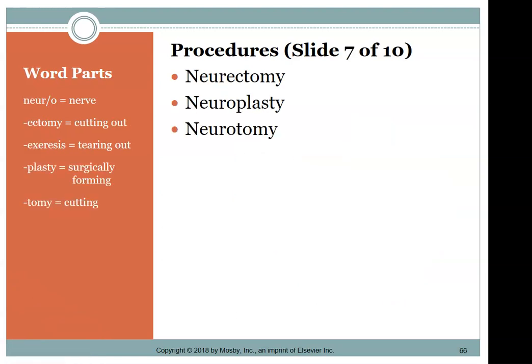A neurectomy is an excision of part or all of a nerve. Neuroplasty is a surgical repair of a nerve. A neurotomy is the incision of the nerve. And look over at your word parts. Neuro is nerve. Ectomy is cutting out. Exeresis is tearing out. Plasty is surgical forming. And tomy is cutting.